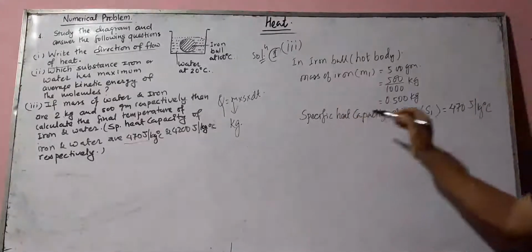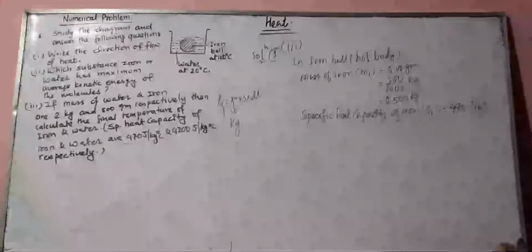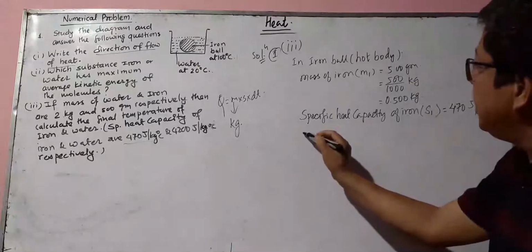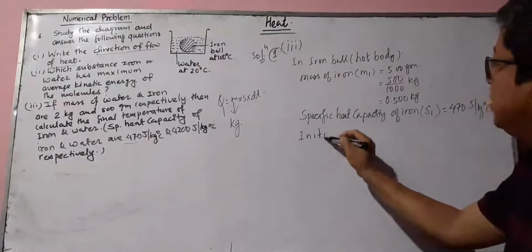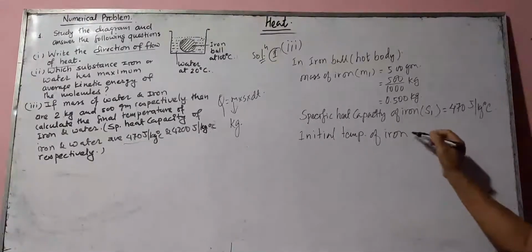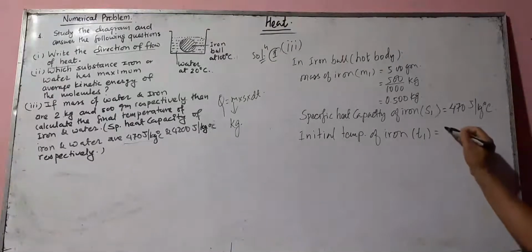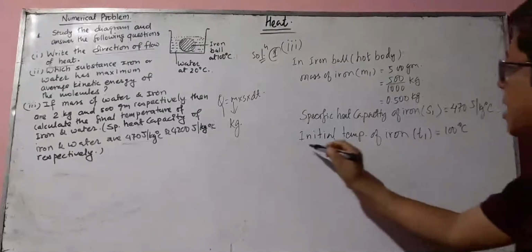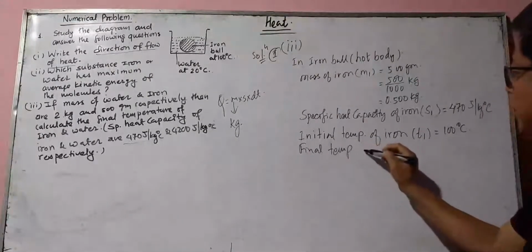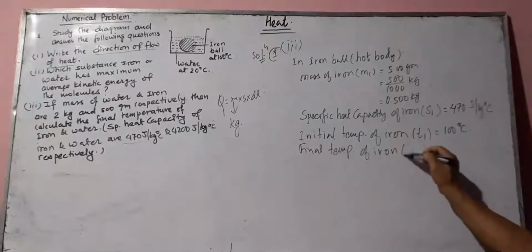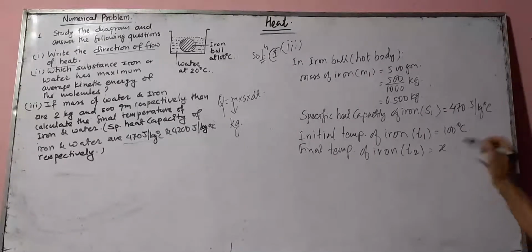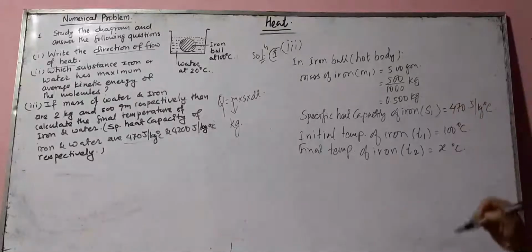And another, the difference in the temperature. Now we have to find the change in temperature. The initial temperature of iron, T1, is 100 degrees Celsius. And what about the final temperature? The final temperature of iron is to be determined. Say it is T2, and suppose it is X degrees Celsius, you can write.